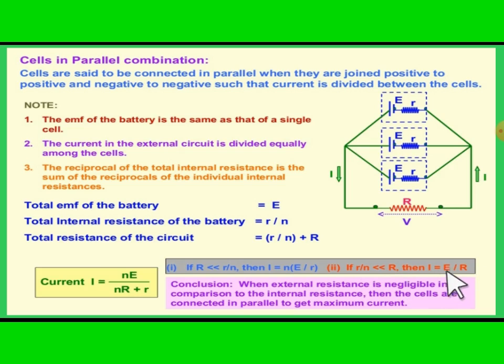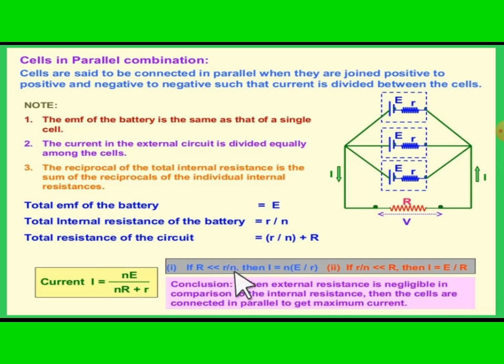Why? Because there is no factor n in the expression or in the equation of current. But when the external resistance R is very, very small compared to the total internal resistance r by n, got it? External resistance is very small compared to the total internal resistance, then I can be expressed as n times E by small r. That means this will be very, very small when you compare with this r. That is the meaning of this one.